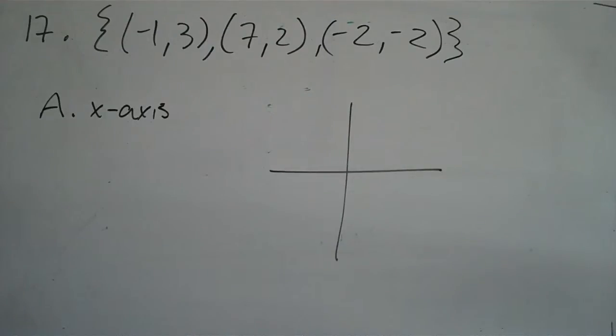For number 17, it asks to find the reflection of this function over the x-axis. Since the x-axis is here, we need to reflect it over the x-axis. So if you don't remember the rule, what you could do is just plot the points, and once you plot the points, reflect them over the x-axis.